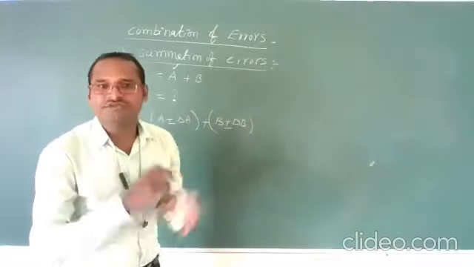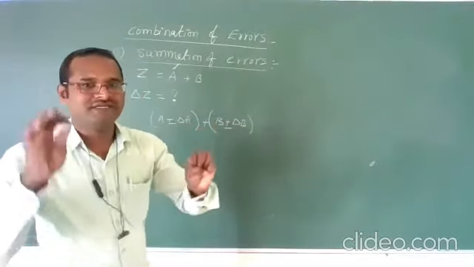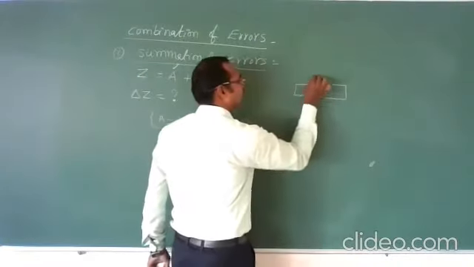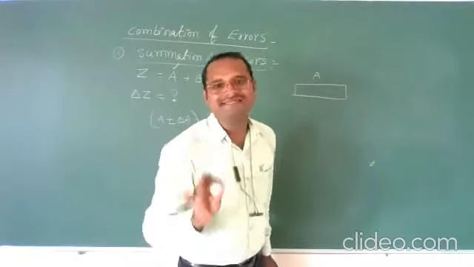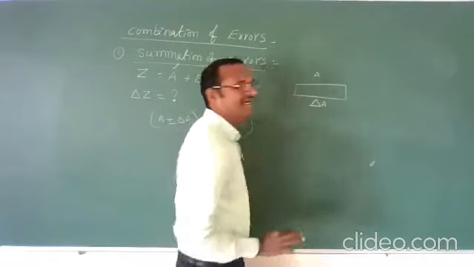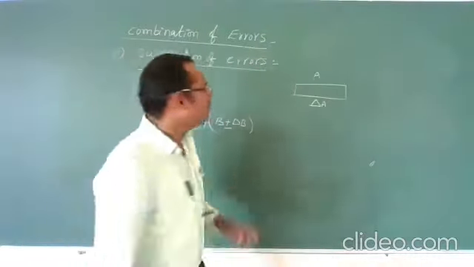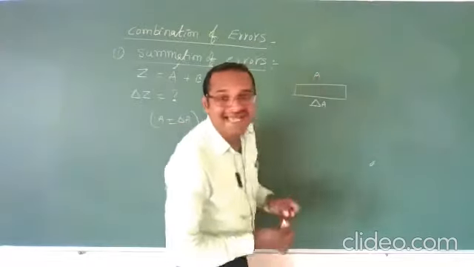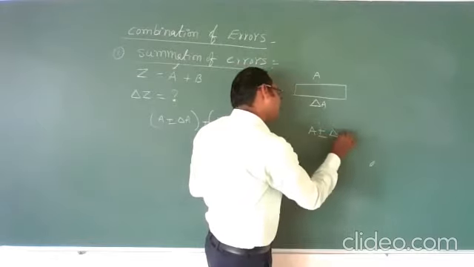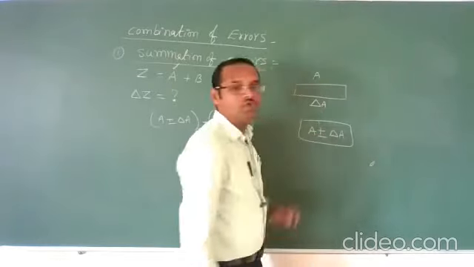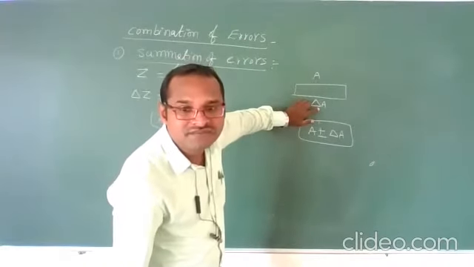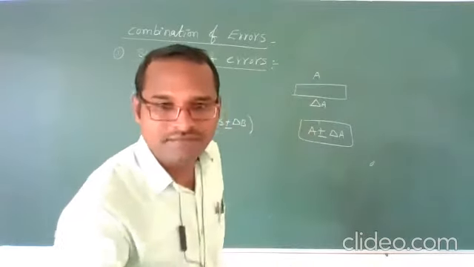You are having two rods: the first rod has length A, the second rod has length B. Let us imagine this is rod A and its length is A, and delta A means the absolute error in this rod is delta A. Clear? Now, the total length of this rod with that error can be written as A plus or minus delta A.